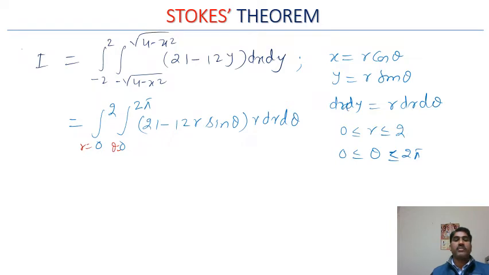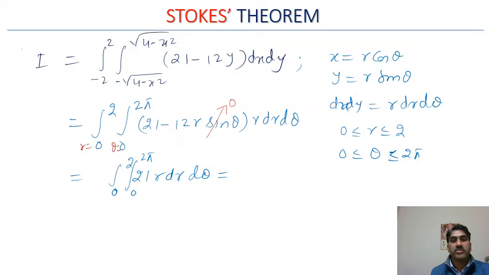Further you can observe that sin theta upon integration will give cos theta, and cos theta is the same at 0 and 2 pi. So cos 0 and cos 2 pi cancel each other, so this term becomes 0. You can integrate and verify the actual result. So what remains with us is just 0 to 2, 21 r dr d theta, with theta from 0 to 2 pi.